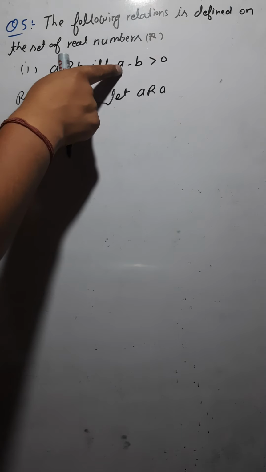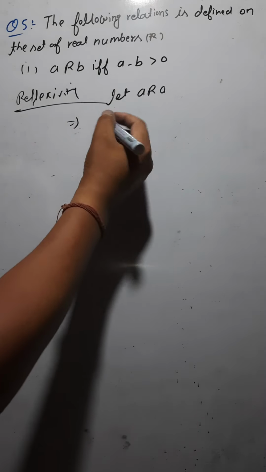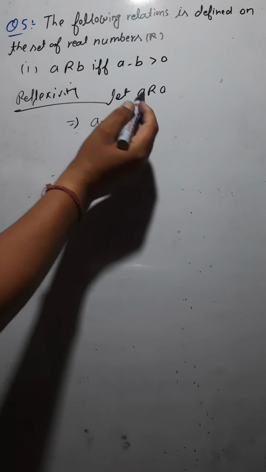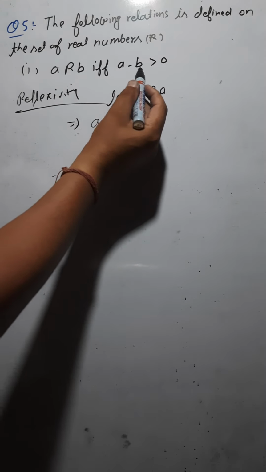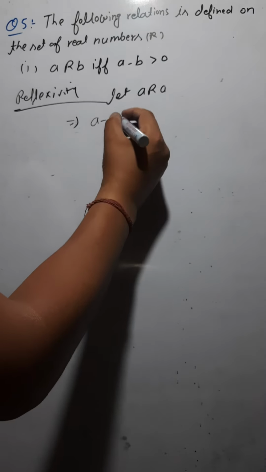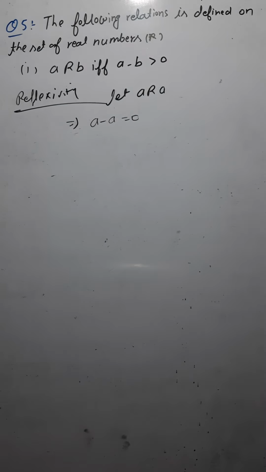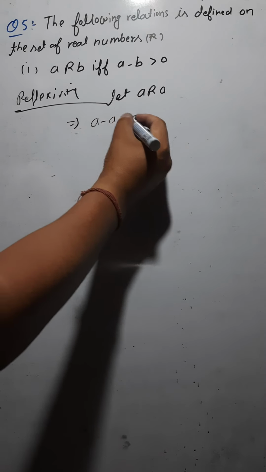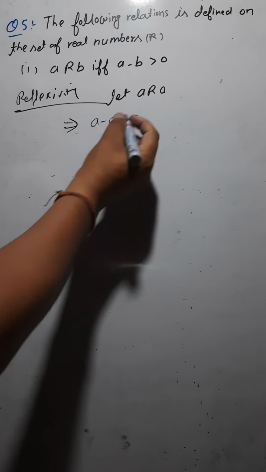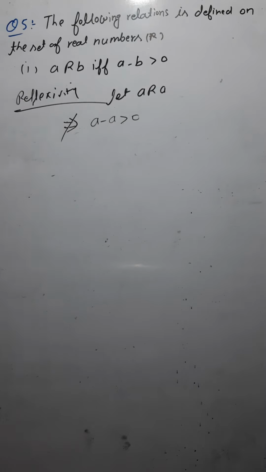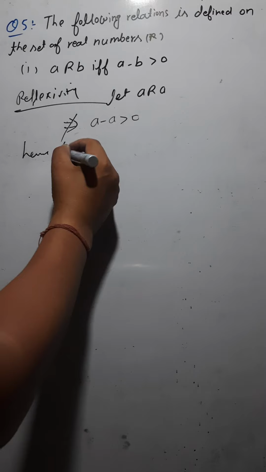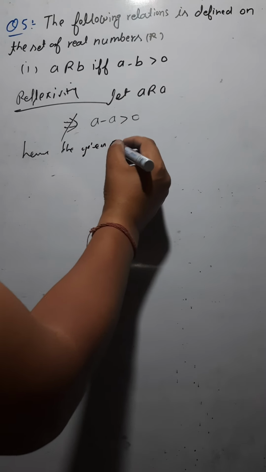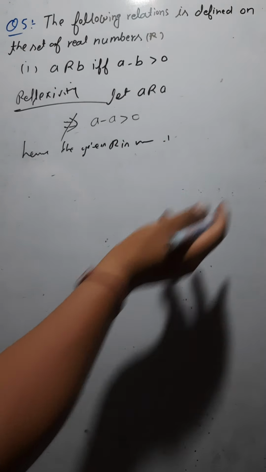So does it follow this condition? Let's see, A minus A. Because if A is related to A, then A minus A should be greater than 0. Is it greater than 0? It would come out equal to 0. So if A is related to A, this does not imply that A minus A is greater than 0, because A minus A is not greater than 0. So hence I would say that the given relation is not reflexive, isn't it?